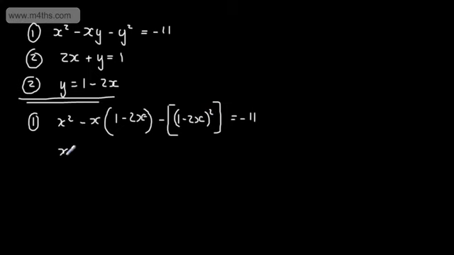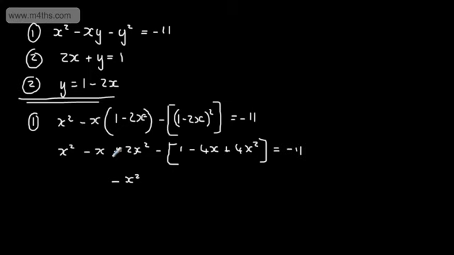So we're going to have x squared minus x, then we're going to have plus 2x squared, then we'll have now minus, and if I expand this bracket, I'm going to have 1 minus 4x plus 4x squared, and that's going to be equal to minus 11. So what we're going to have here, we've got now x squared plus 2x squared, and then we're going to have minus 4x squared. So that's going to give me what? Minus x squared.